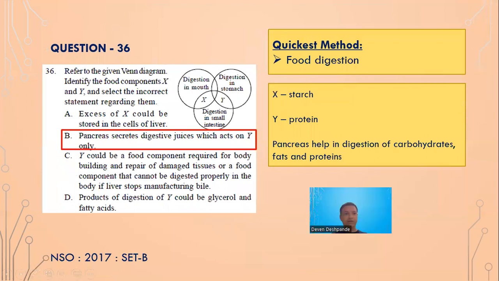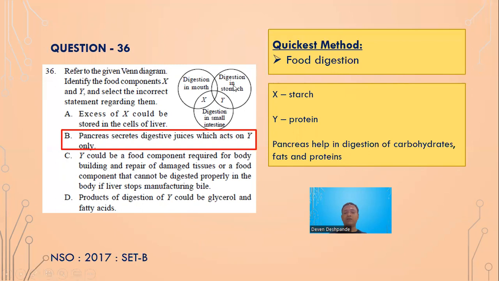Okay, next one. Refer to the given Venn diagram, identify the food components X and Y and select the incorrect statement regarding them, isn't it? So what is the incorrect statement? Incorrect statement is pancreas secretes digestive juices which act on Y only. So pancreas, they help in digestion of not only protein. So Y here is protein. Digestion in mouth and small intestine is starch. Starch, a bit of digestion happens in mouth and a bit of digestion happens in small intestine.